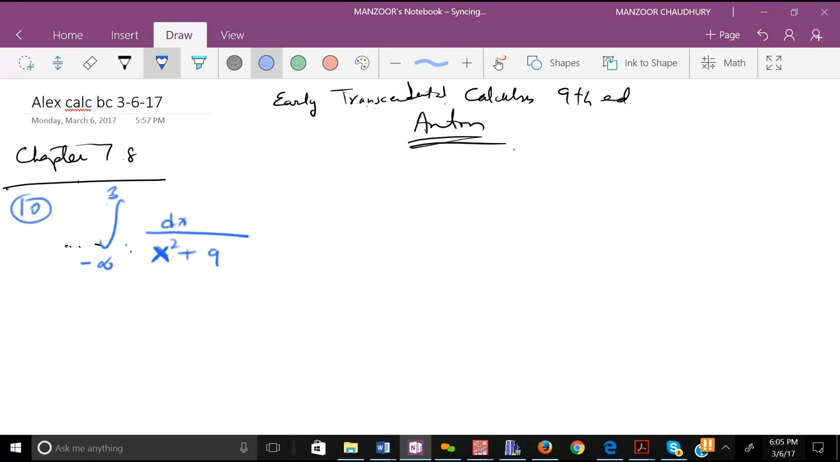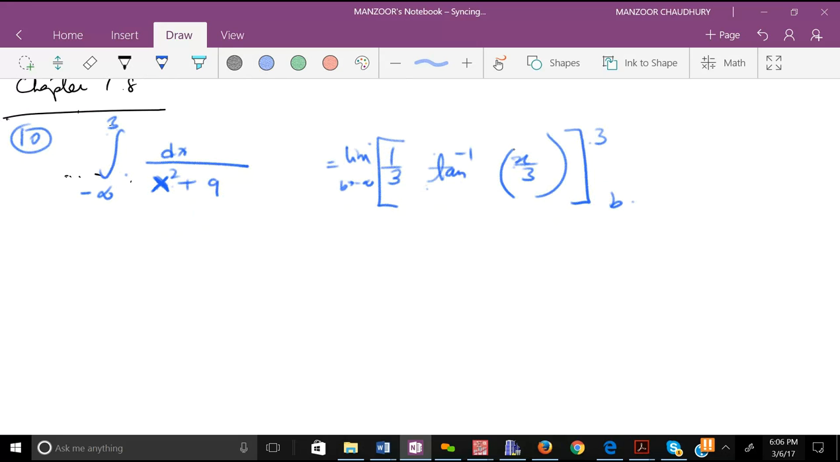Okay, so here what you do is, for that x squared plus 9, you've got to treat that 9 as a 3 squared. So the integration of that should be 1/3 arctan of x over 3. When you do that, it should be between b and 3, with a limit, where b is going to negative infinity. At this point, again, I have the video, so you can watch the video in case you don't get the stuff at the end.